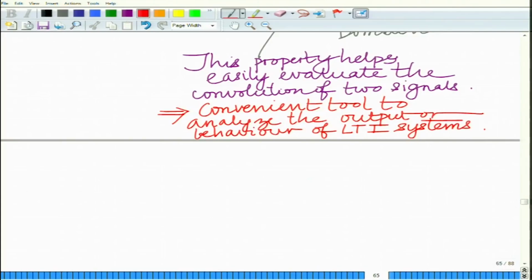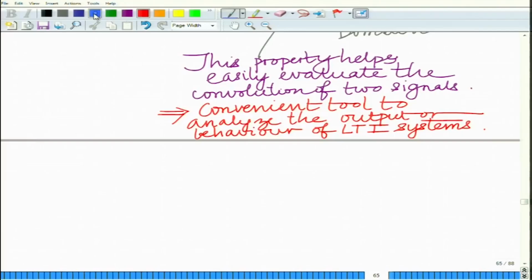Therefore, the Laplace transform is a very convenient tool in signal processing, communications, and several areas such as control systems, instrumentation, etc., where one needs to study and analyze the behavior of a system, examine the output of a given system for different input signals, and also analyze the impact of the system for different signals, characterizing the interaction between various signals and systems.